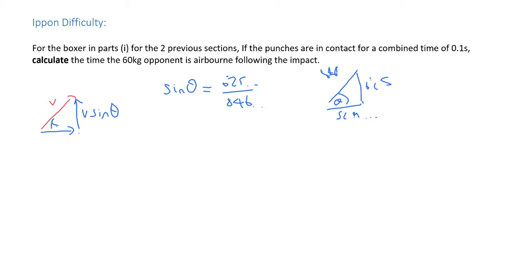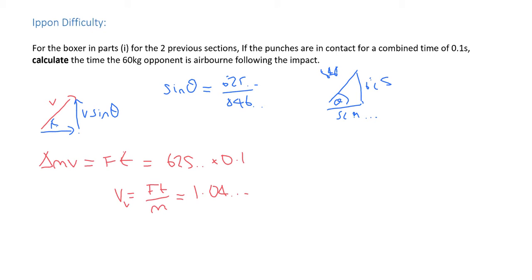Okay, so the change in momentum in the vertical direction is going to be calculated by force times time. So the vertical force was 625, and then times it by time, which was 0.1, and that will tell you the change in momentum in the vertical direction. So the velocity is going to be force times time divided by mass, which is 1.04 and so on. So that's the velocity in the vertical direction, or v sine theta, if you like.